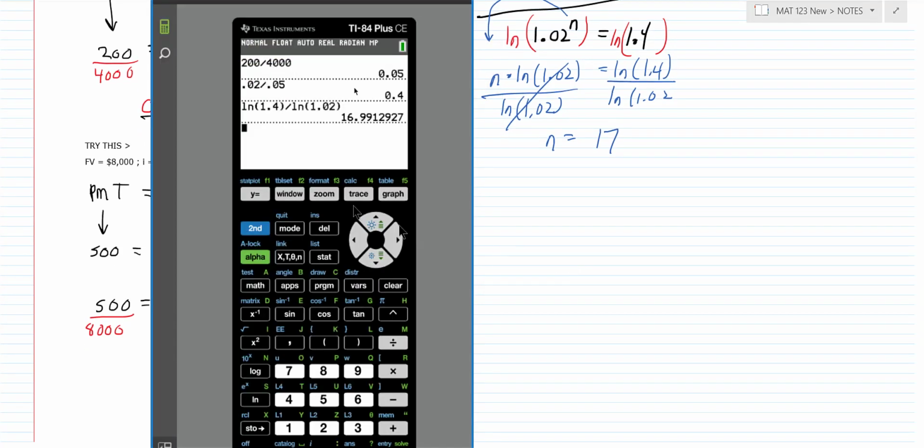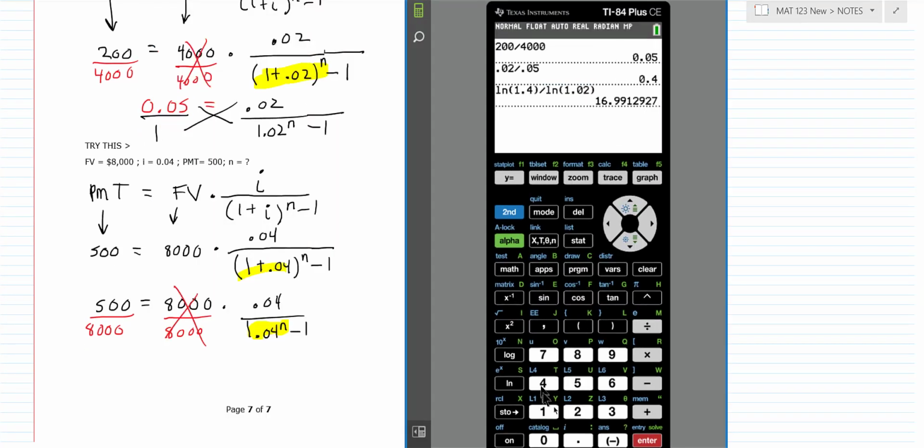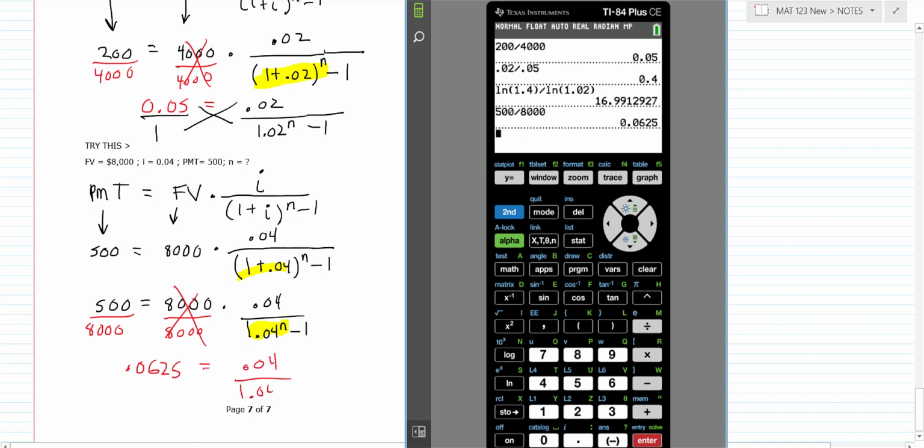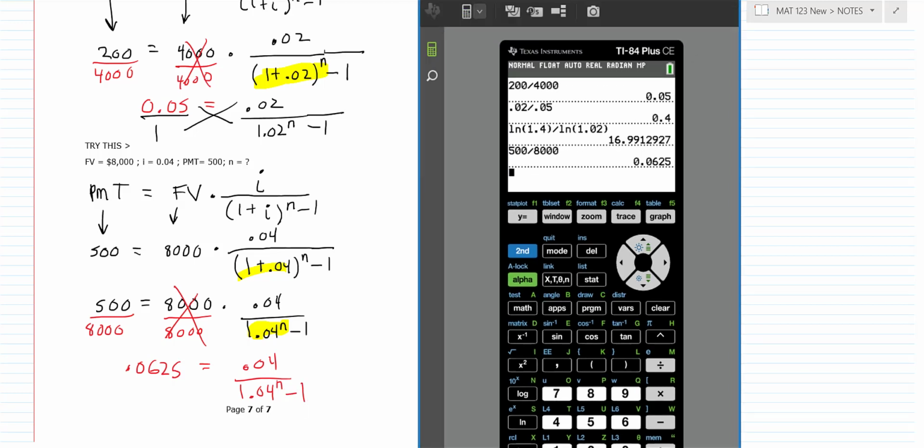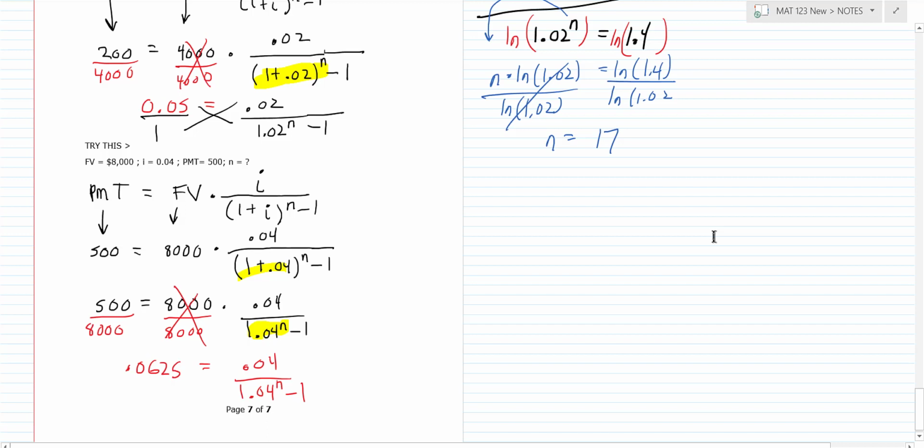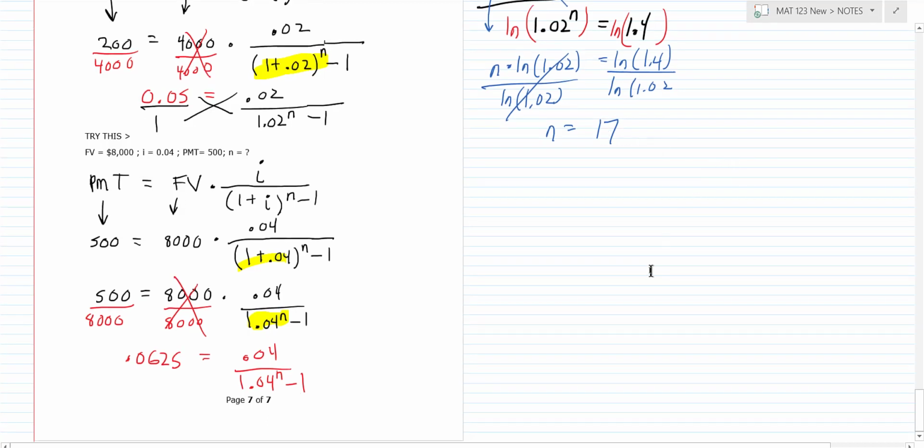Take your calculator. And you can go 500 divided by 8,000. And that will end up giving you 0.0625 is equal to 0.04 times 1.04^n minus 1. Okay, like that. All right. What do you think's next? Huh? Cross multiply. That's a good way.